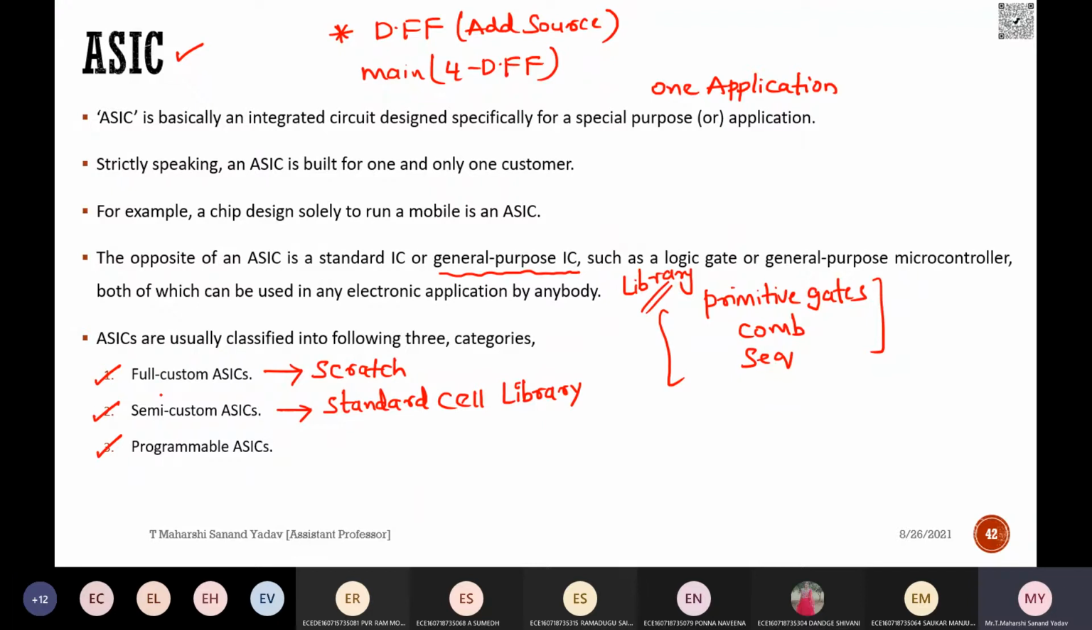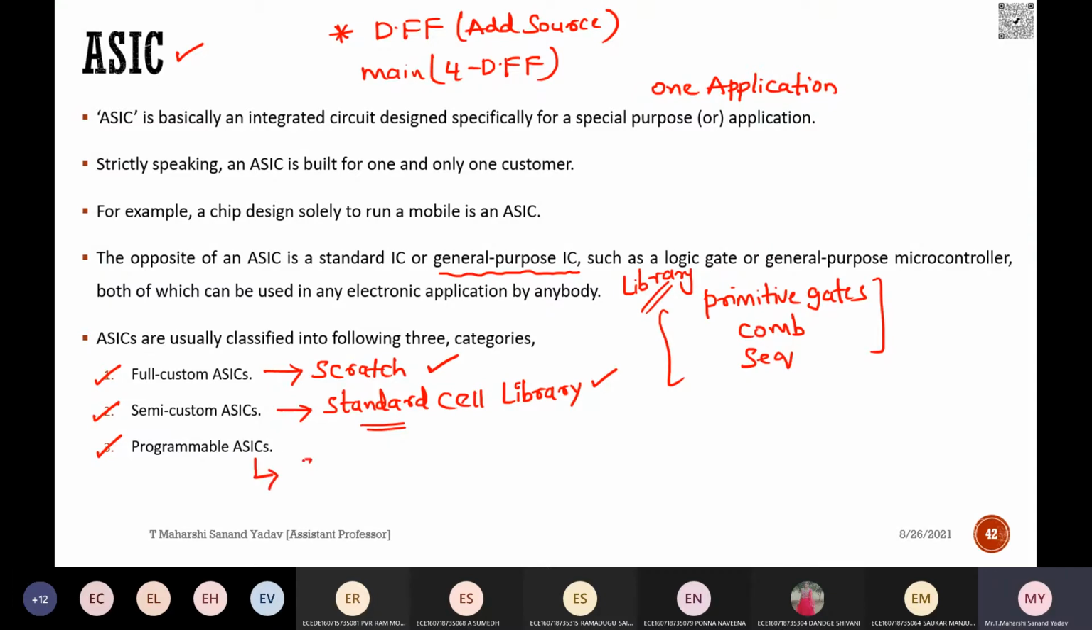Which one is better, full custom or semi-custom? Semi-custom. Why? Because going right from scratch takes more time and the cost will also increase. If you go for semi-custom, we can directly drag and drop from the library, so we can build the IC within less time and with reduced cost. The last one is programmable application specific integrated circuit.